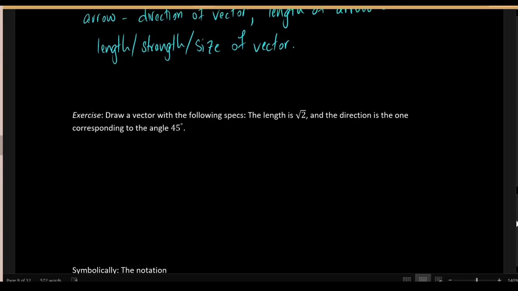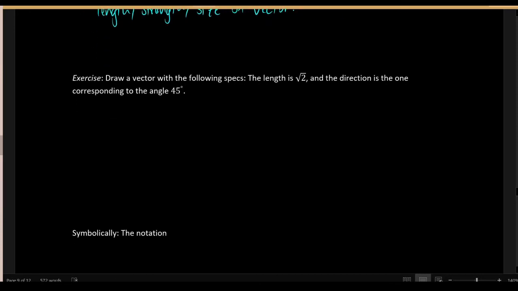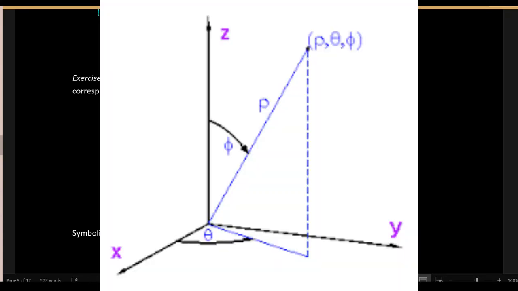For example, let's visually represent a vector with the following specs. I want a vector whose length is exactly the square root of 2 units. And I want a vector which is pointing in the direction corresponding to the angle 45 degrees. I should specify that this is going to have to be a 2D vector. For a 3-dimensional vector, it's not possible to specify its direction with a single angle because you can angle yourself horizontally or you can angle yourself vertically. So you need a minimum of 2 angles to specify a direction in 3D space.